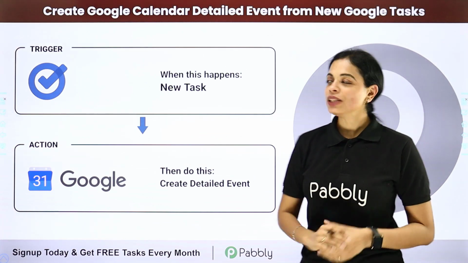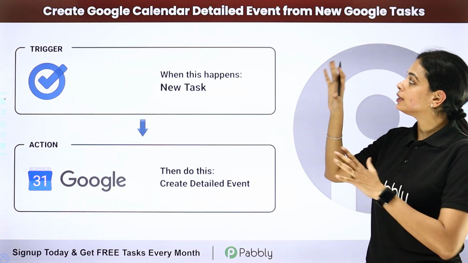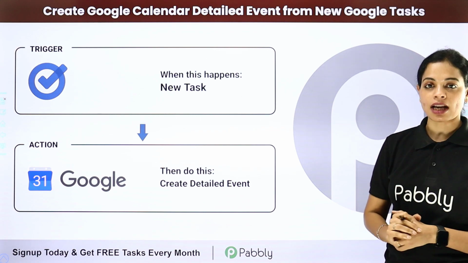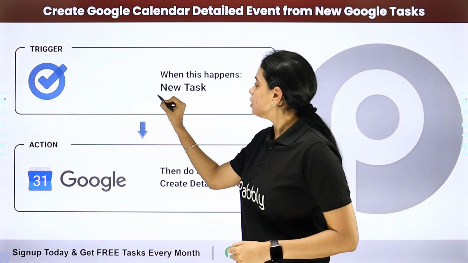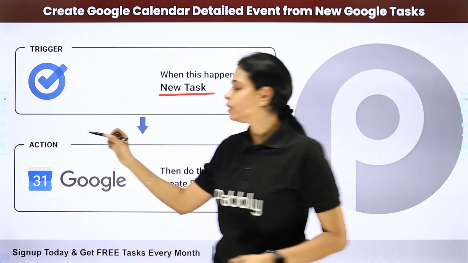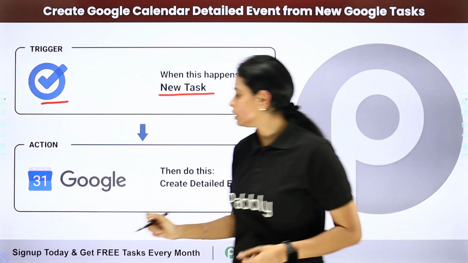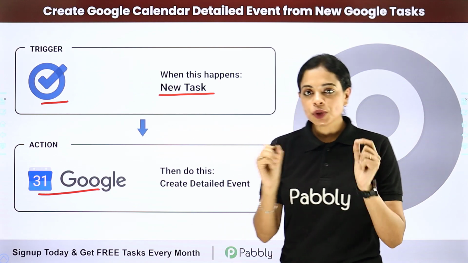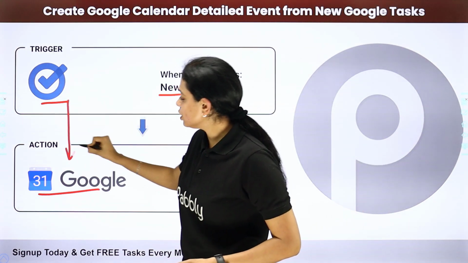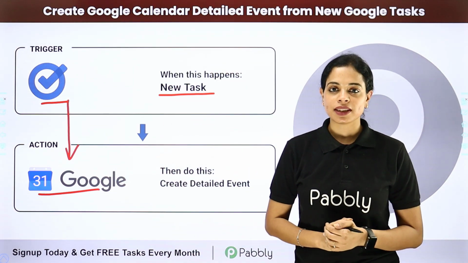In this video, we are going to see how to create a Google Calendar detailed event from new Google Tasks. So let's say every time a new task is created on Google Tasks, you want to create a detailed event on Google Calendar. Now to do this, you will have to integrate the two applications, and the same thing can be done using Pabbly Connect software.